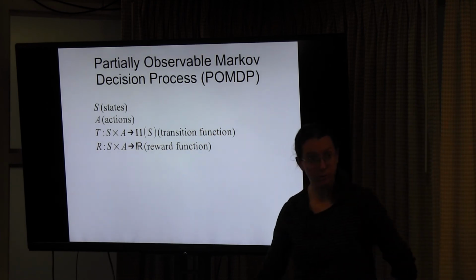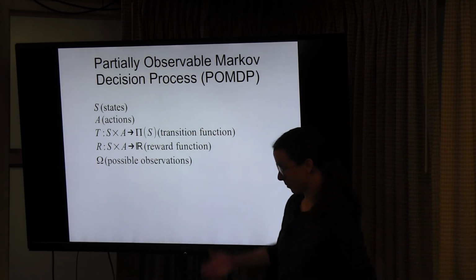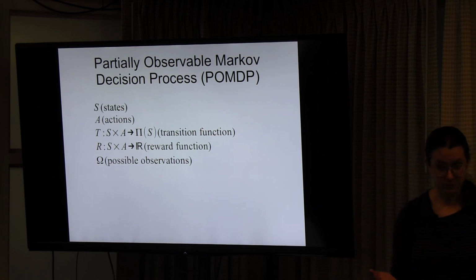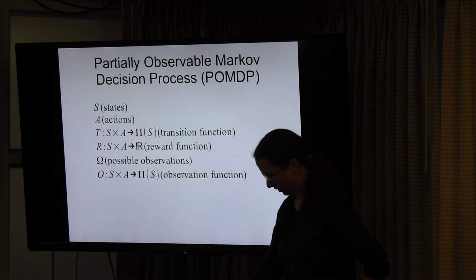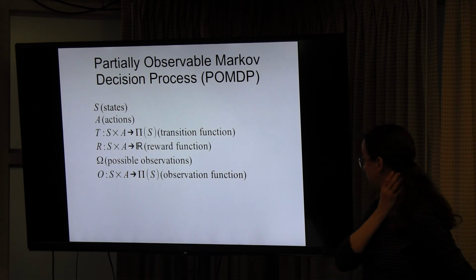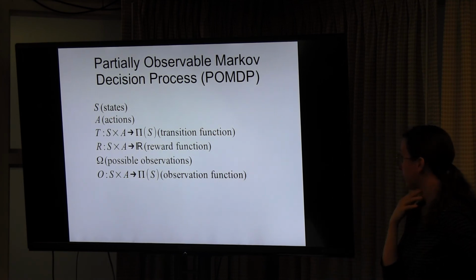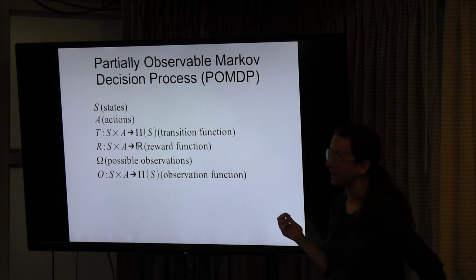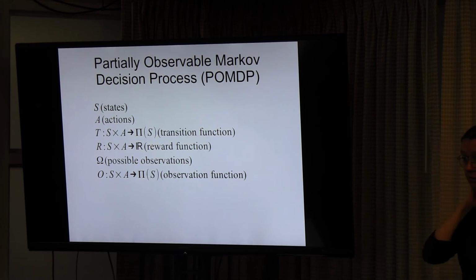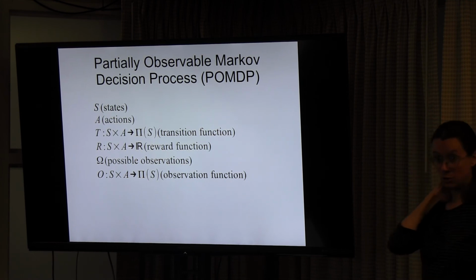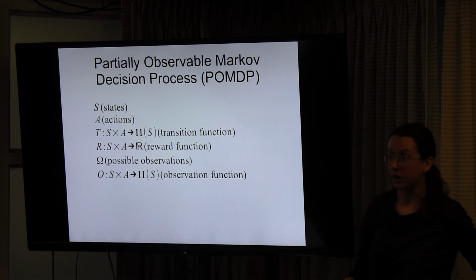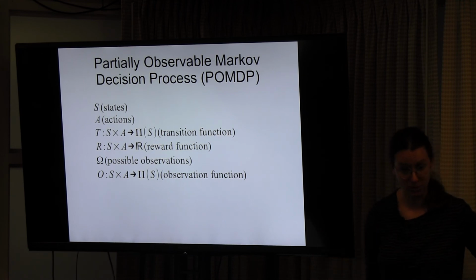So people formalize this by giving our little agent access to observations of the environment. So I have the set of all possible observations. An observation function takes as input a state, an action, and an observation, and tells me the probability of seeing that observation given that I'm in a current state and a current action. So I can use this to estimate, using Bayes' rule, I can flip this around and get a distribution over states given a particular observation.